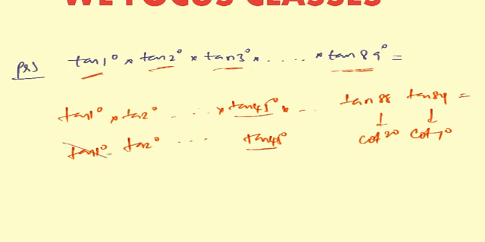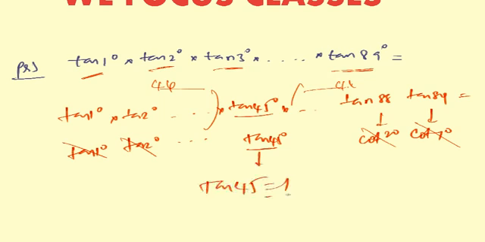So tan 1 degree into cot 1 degree is nothing but 1, cot 2 degrees into tan 2 degrees is nothing but 1. So here, before this you will be getting 44 numbers, and after this you will be getting 44 numbers. These 44 numbers and these 44 numbers will be reciprocals, so you will be left with only tan 45. So what is the answer for tan 45, friends? That is 1.